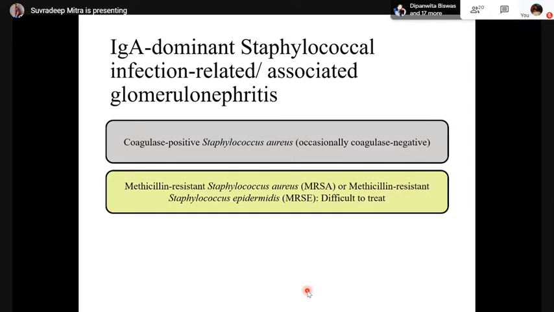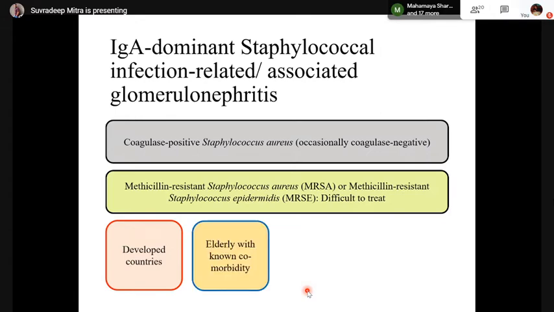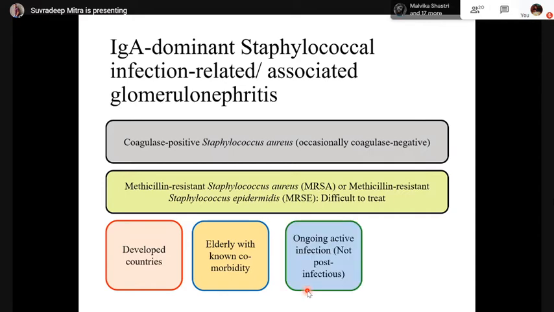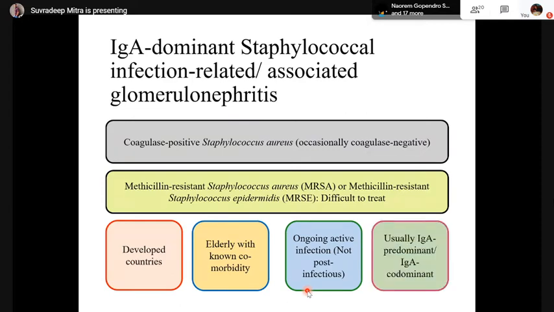And there are clones like vancomycin resistant Staph aureus or Staph epidermidis, which are VRSA and VRSE, so these are difficult to treat diseases. And if you do not control the infection, you really cannot control the glomerulonephritis. So more commonly, these diseases occur in developed countries, essentially the elderly with known comorbidities like diabetes mellitus or some form of malignancy or some other debilitating illnesses, who are predisposed to such diseases. Usually there is ongoing active infection and there is an IgA predominance or codominance.